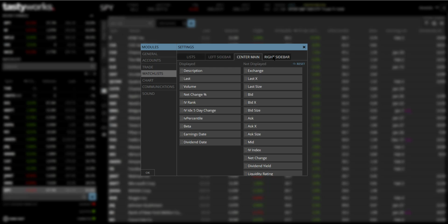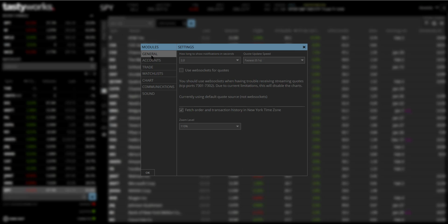While we're also on watch lists, you can bring up a right sidebar, and that way you'll have your left sidebar, your center main, and then your right sidebar, all looking at different things, helping you keep track of what's going on in the market.